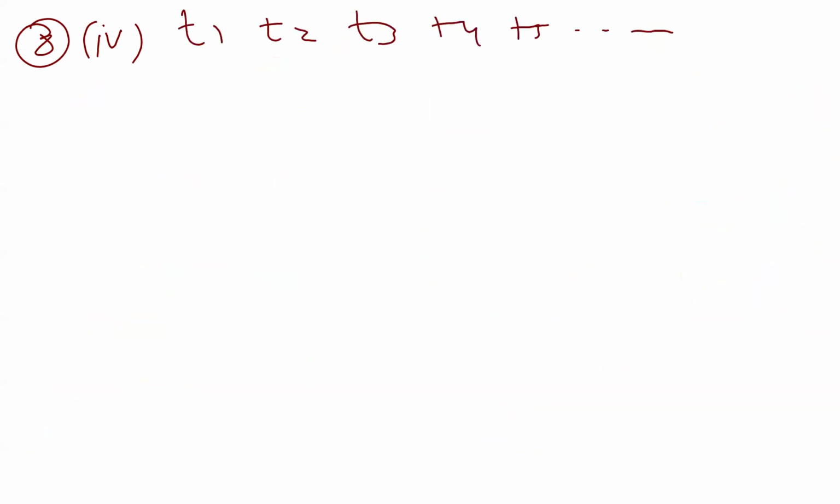Question number 8, sub question 4. Now there is an infinite geometric series. So T1, T2, T3, T4, T5, this is an infinite geometric series. So sum to infinity formula we can use. This is A, this is AR, this is AR square, this is AR cube, AR raised to 4, dot dot dot.